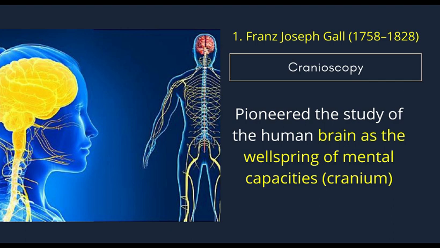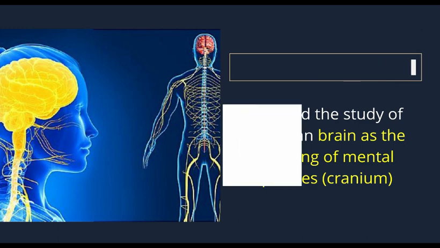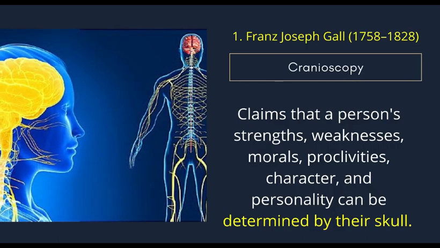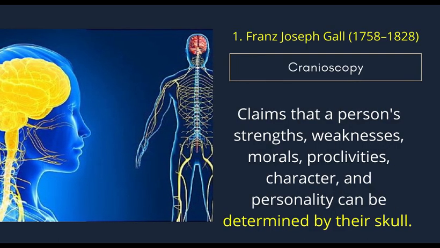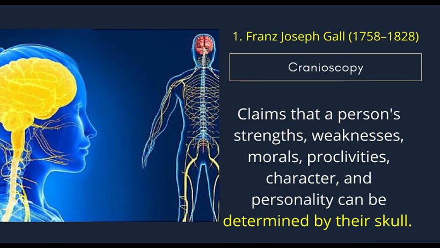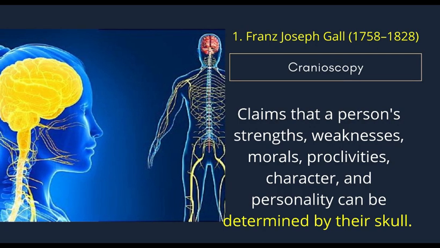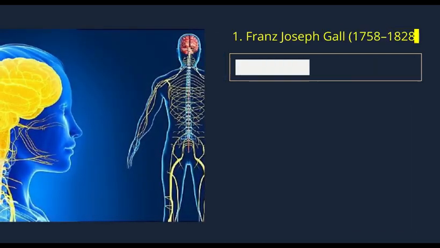First, Franz Joseph Gall, 1758 to 1828. The practice of cranioscopy evolved around 1800 by Franz Joseph Gall, a German neuroanatomist and physiologist who pioneered the study of the human brain as the wellspring of mental capacities. Gall claims that a person's strengths, weaknesses, morals, proclivities, character, and personality can be determined by their skull.